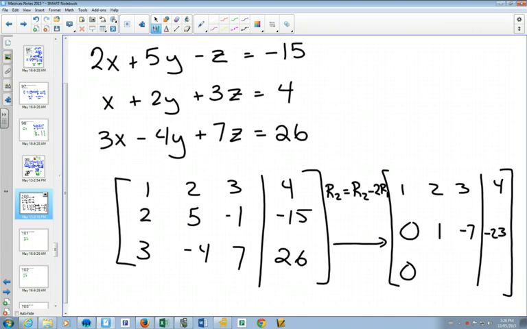If I want to get a 0 in the bottom left-hand corner, I'm going to have to change my row 3. My row 3 will be the row 3 that I started with, and then I'm going to have to subtract 3 row 1s. So negative 4 minus 3 row 1s will give me negative 10. 7 minus 3 row 1s will give me negative 2. 26 minus 3 row 1s will give me 14.